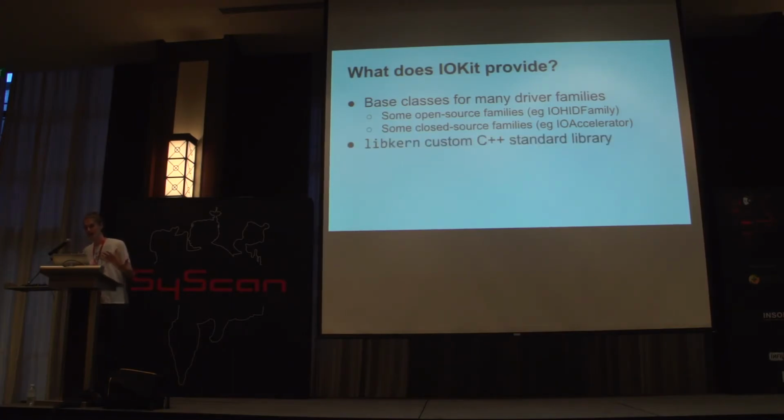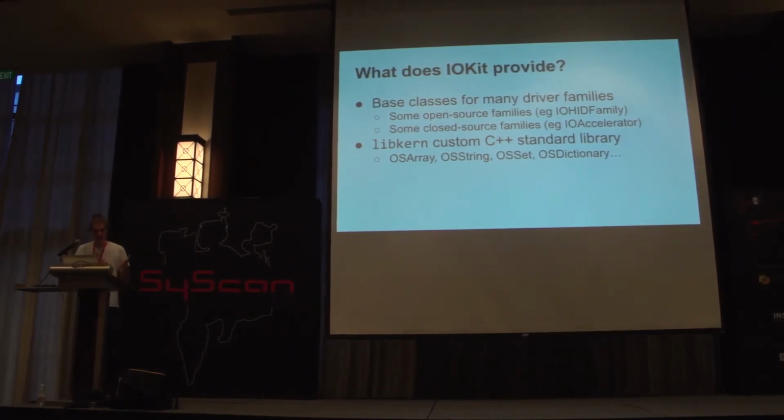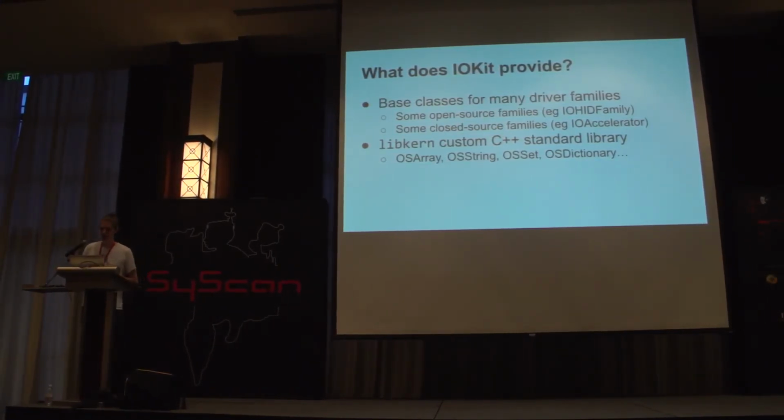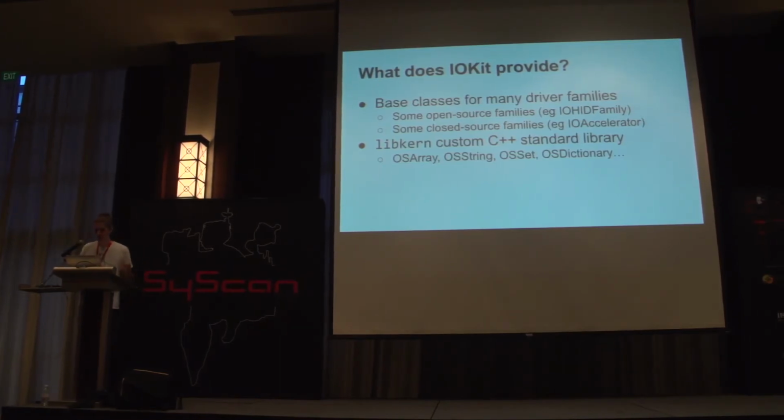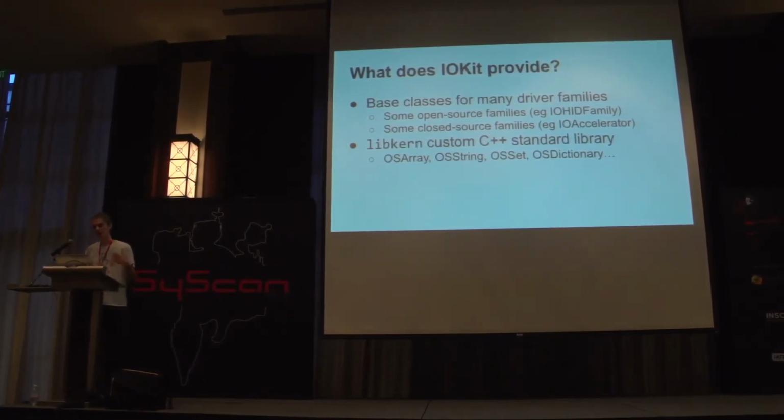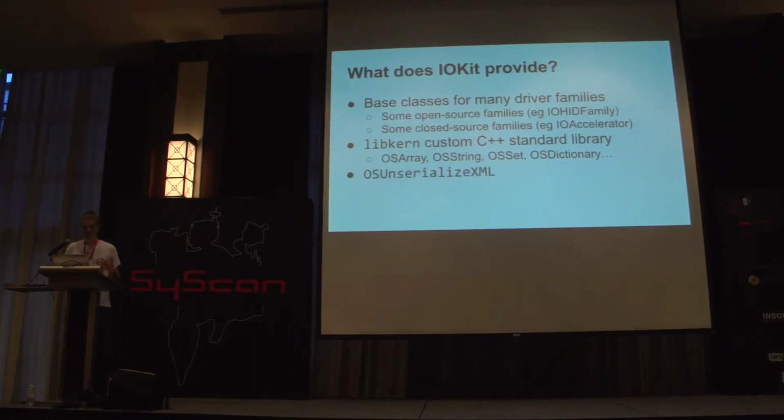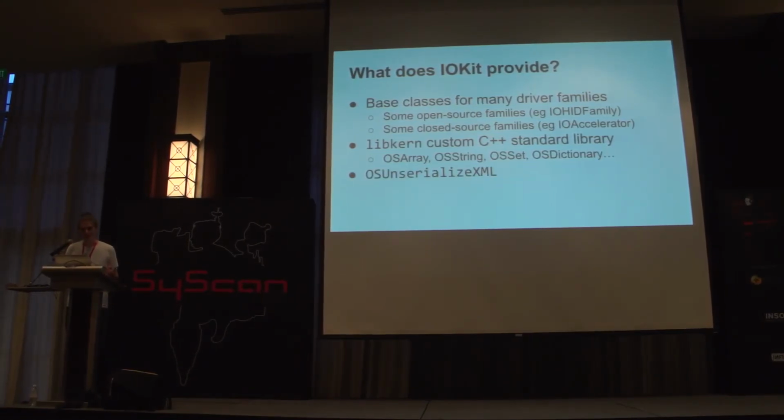As well as providing these base classes, what IOKit also gives you is a complete C++ standard library runtime. This is called libkern, and it gives you all the things that you would expect from a C++ standard library: memory allocation functions, and also implementations of about 15 standard types, so things like arrays, or in this case OSArray, OSString, OSSet, OSDictionary, and the list goes on. A quirk of the way that you will interact with IOKit, and we'll get to this later when we see some examples, is that an awful lot of the APIs are XML based.